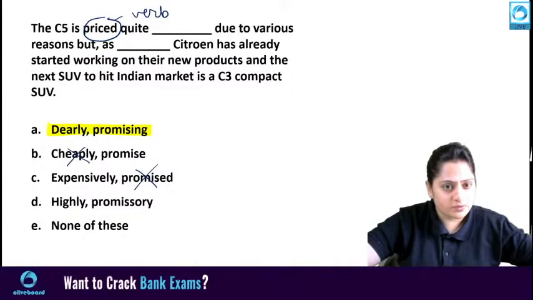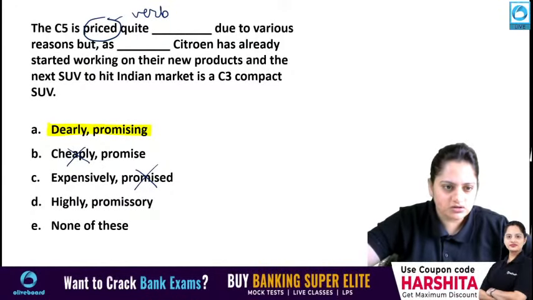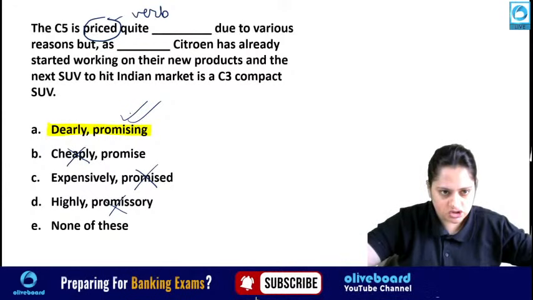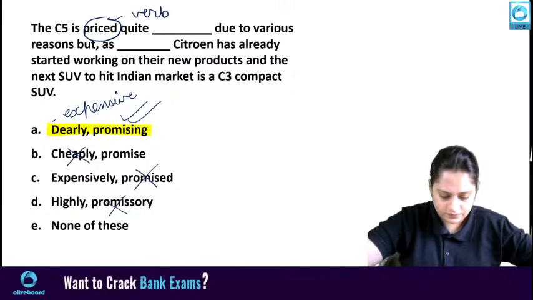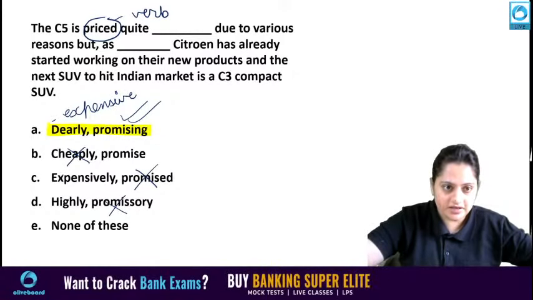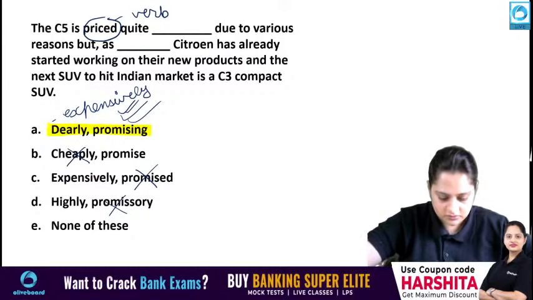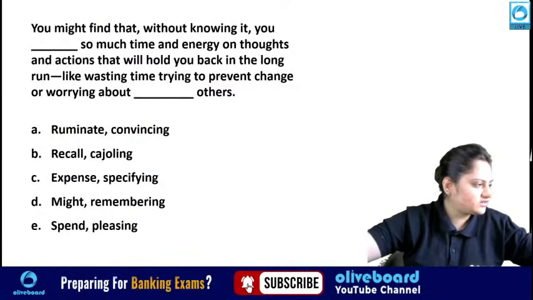And the company is already promised, so that also, context-wise, will not come. Promissory note, we say, this will also not come. So promising means having potential. Dearly is also something. Dear is expensive. Dearly has the same meaning, expensively. Dearly is the same as expensively. Okay, right. So next one.